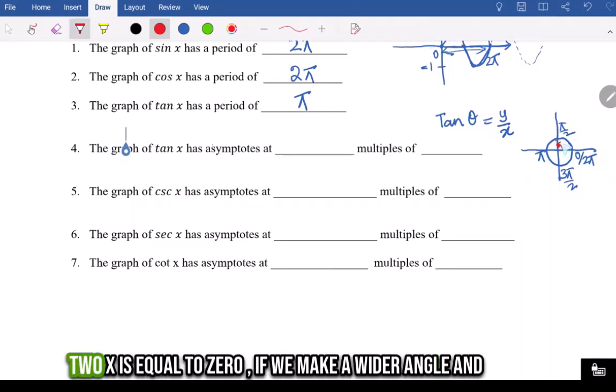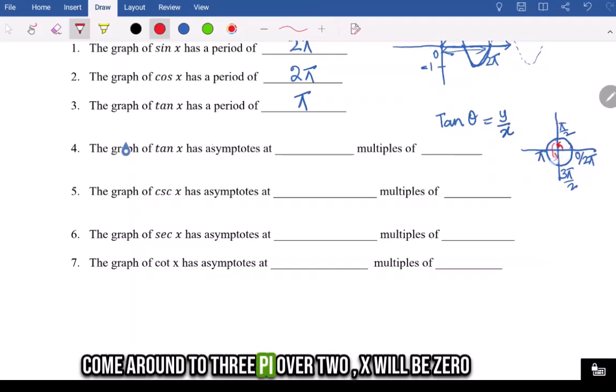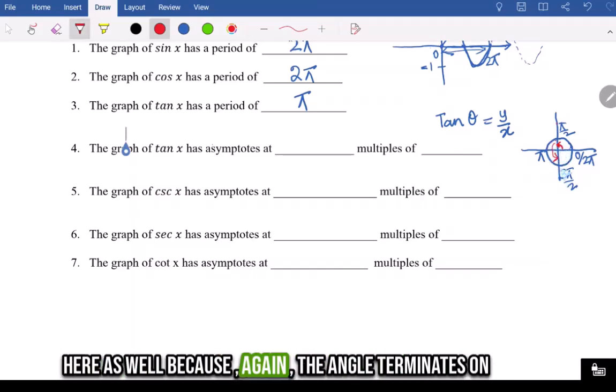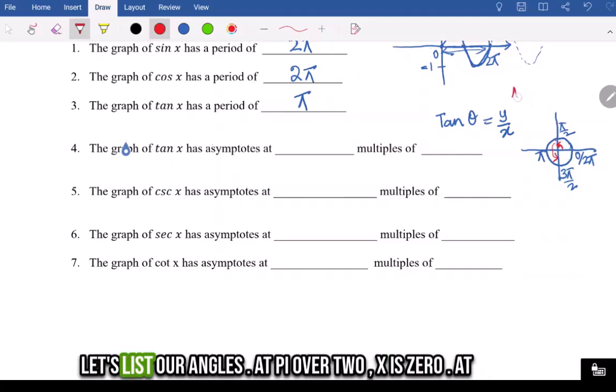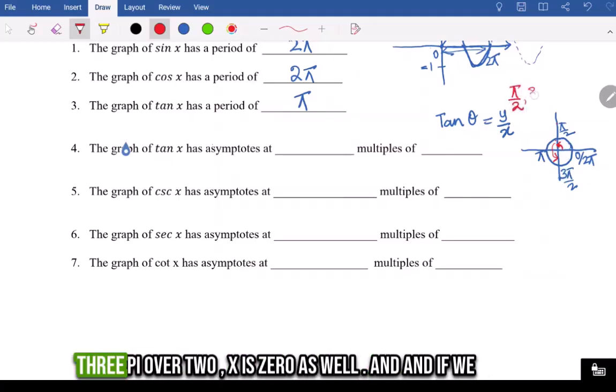So at pi over 2, x is equal to 0. If we make a wider angle and come around to 3 pi over 2, x will be 0 here as well, because again the angle terminates on the y-axis. On the y-axis, x is 0. So let's list our angles. At pi over 2, x is 0. At 3 pi over 2, x is 0 as well.